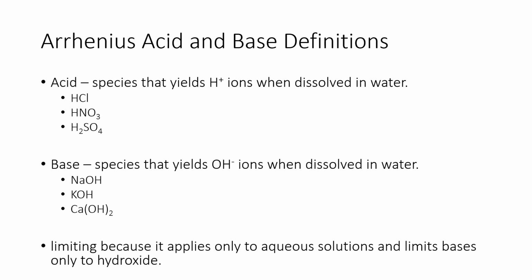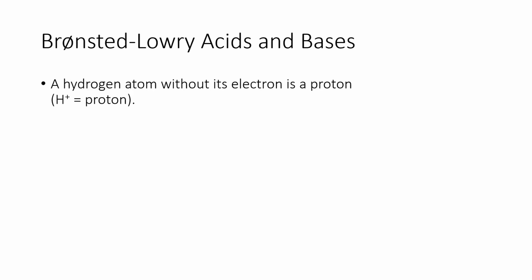The Arrhenius definition is limiting because it applies only to aqueous solutions and limits the bases only to hydroxide. Recall from general chemistry that neutral hydrogen has one proton and one electron. Thus, a hydrogen atom without its electron is simply a proton. We'll refer to H+ as a proton.